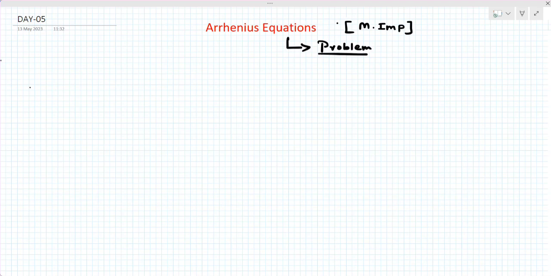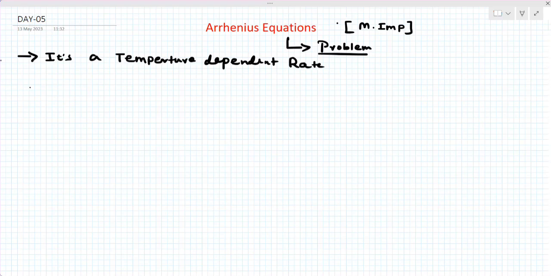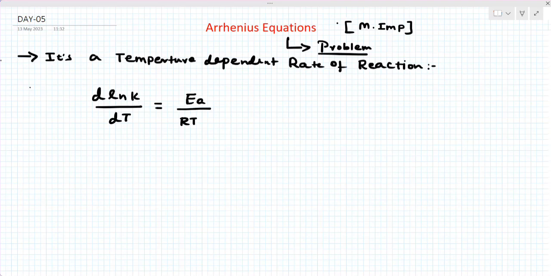Now what is the Arrhenius equation? It is the temperature dependent rate of reaction. Okay. Listen. Please first listen. What is the general form? d ln k by dT equals Ea by RT square. Okay. Listen. Using this equation only they will derive what?